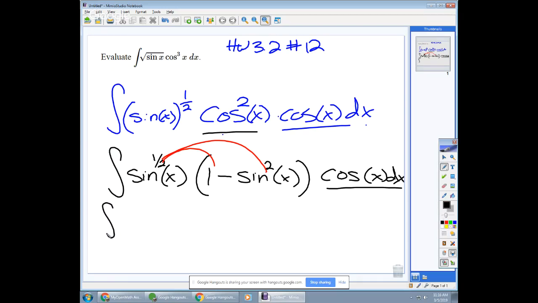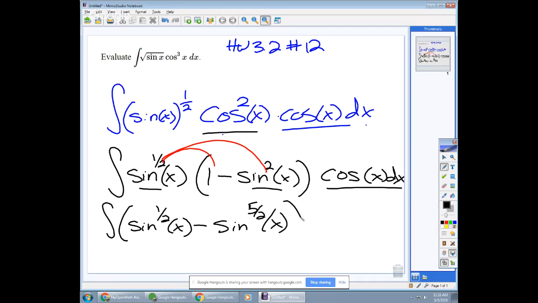So now I have the integral of sine to the 1/2 of x minus, now I have the same base, sine times sine squared, so I add the powers. 2 plus 1/2 would be 5/2. My arithmetic okay so far? Yes. All right, so now I'm ready to do my u substitution.